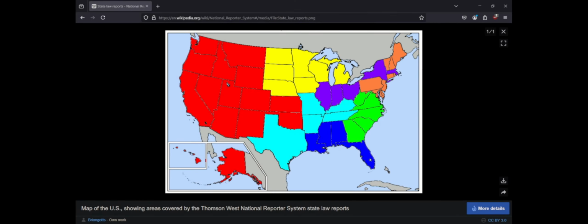And just to give you an idea of these regions, I'm going to pull up the map of the National Reporter System, and you can see in red is the Pacific Reporter, so that's the Pacific region. And then in cyan, you have the Southwestern Reporter. In blue is the Southern Reporter. In green is the Southeastern Reporter. In orange is the Atlantic Reporter. In purple is the Northeastern Reporter, and then in yellow is the Northwestern Reporter. And so all of these regional reporters provide sort of a comprehensive coverage of the judicial precedents in state courts.